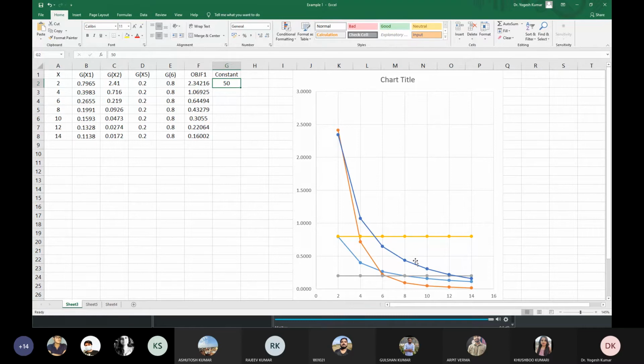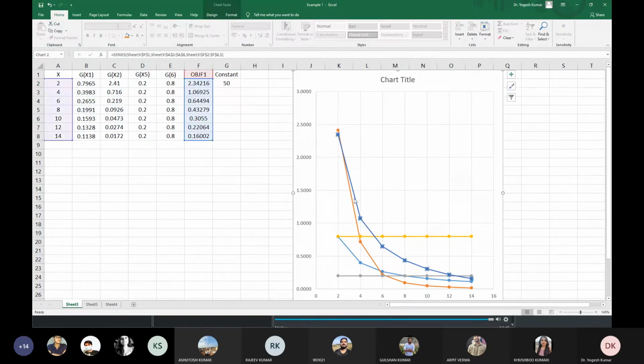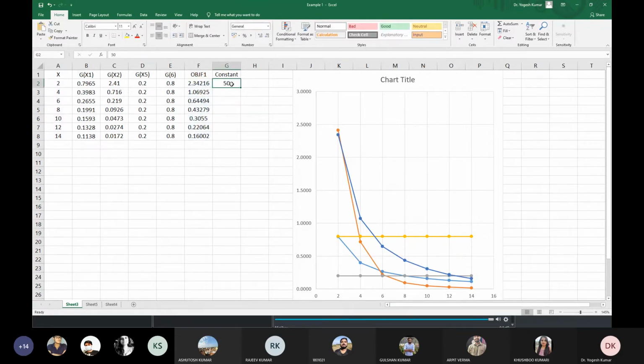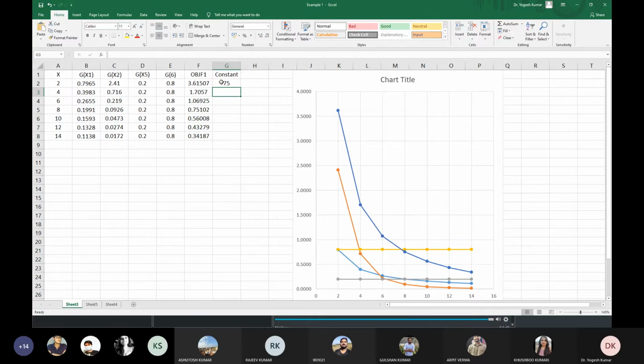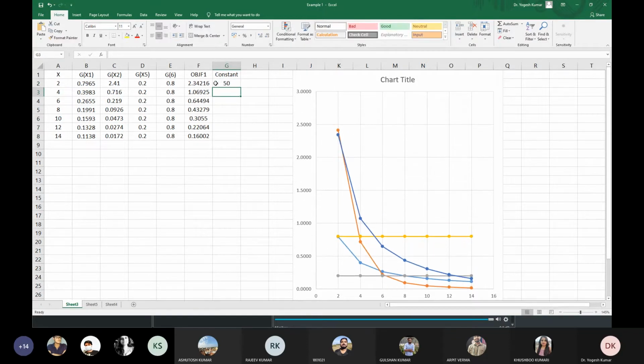So now what I will do, I will change the value of this constant, and you will be able to see the shifting of this objective function. You focus on this dark blue line. Suppose I put 60. Okay, so you can see this curve is shifting corresponding to the constant value c as soon as we are changing this value c. Suppose I put 75. So again, this curve is shifted. Suppose I put 50, and this came to the previous position. Then I put 40.